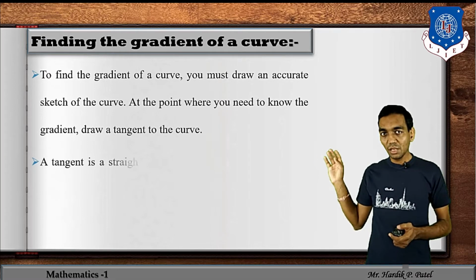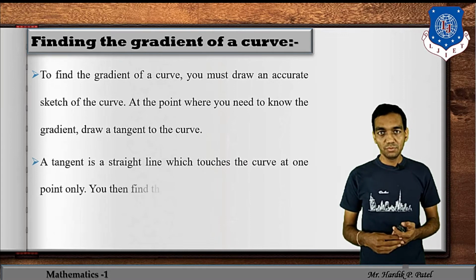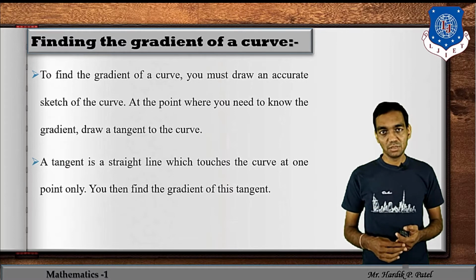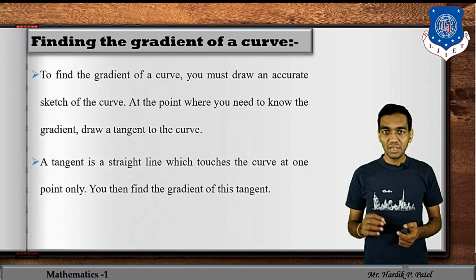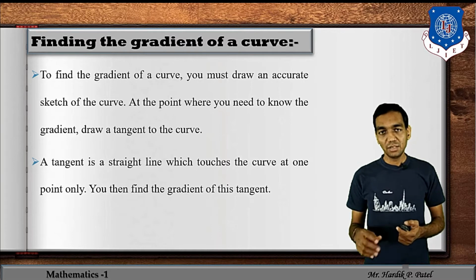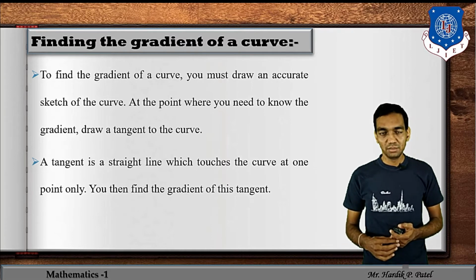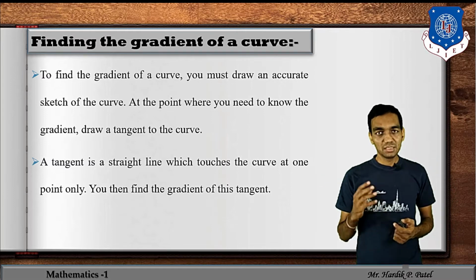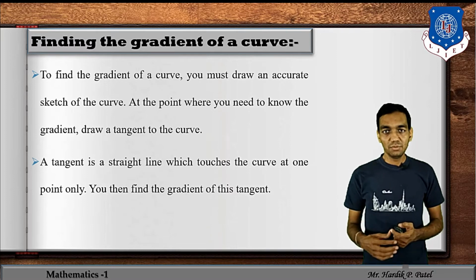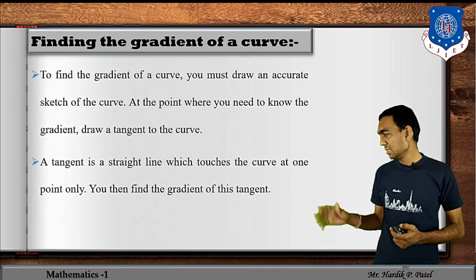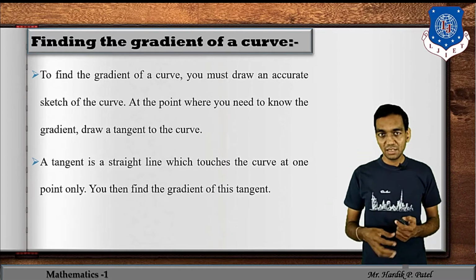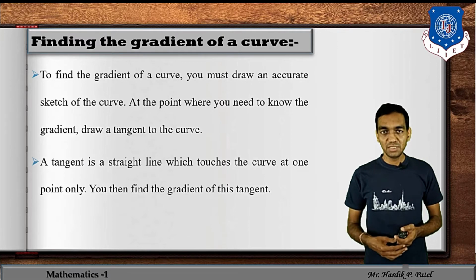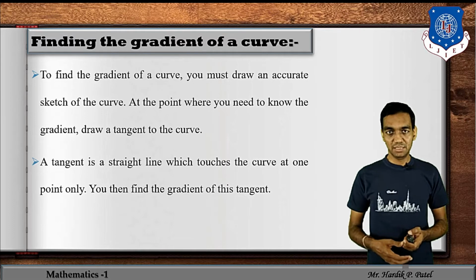In the same manner, to find the gradient of a curve in two dimensions, you first have to draw an accurate sketch of the curve and, at the point where you need to find the gradient, draw the tangent to the curve at that point. A tangent to the curve is a straight line which touches the curve at one point only, correct? A tangent is always going to touch your curve at a single point. Then you can find the gradient of this tangent, which is nothing but the slope of the tangent.